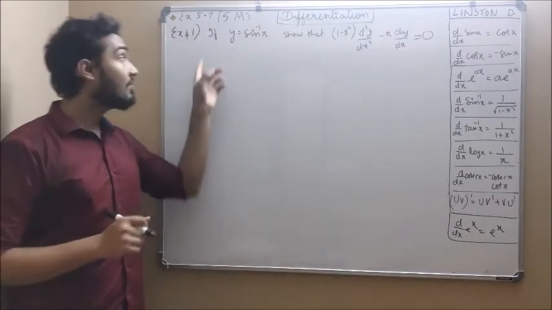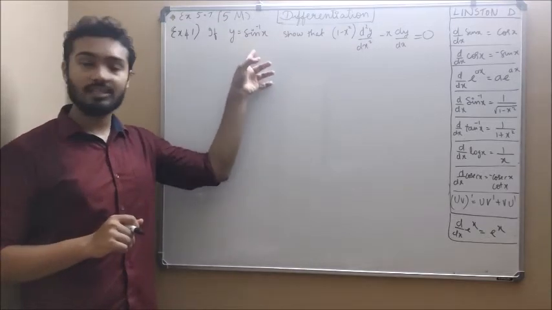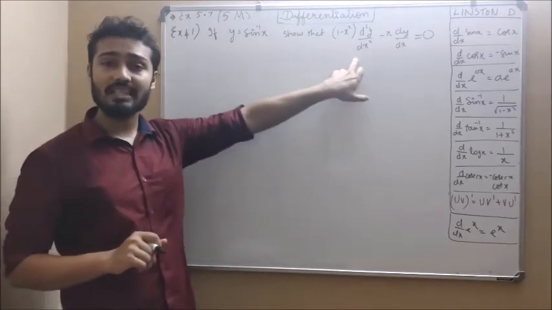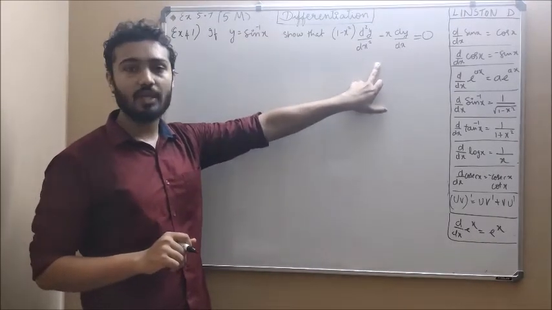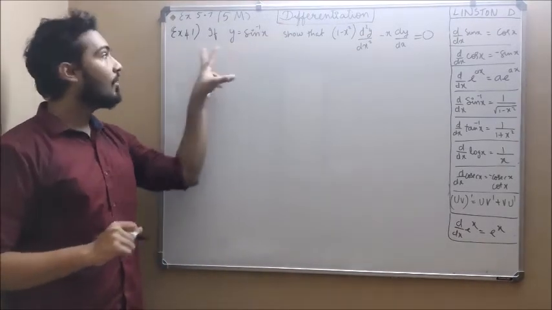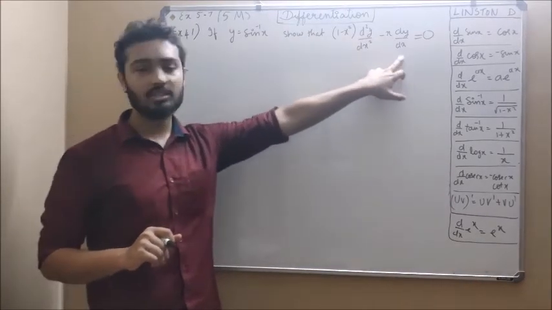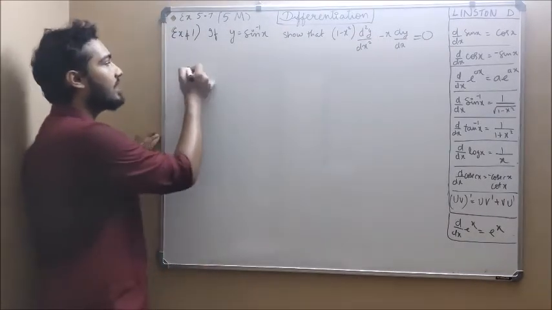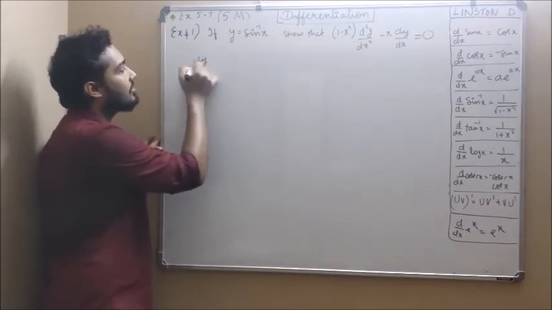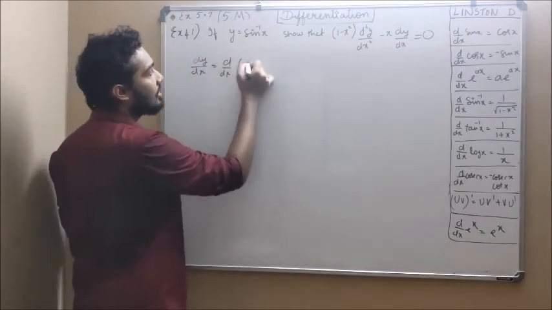We shall proceed. We'll take example 41 from the textbook. y equal to sin inverse x. Show that 1 minus x square d square y by dx square minus x dy by dx equal to 0. Now how to do this? We want the second order derivative and we want the first order derivative. So first dy by dx. It is nothing but d by dx of sin inverse x.